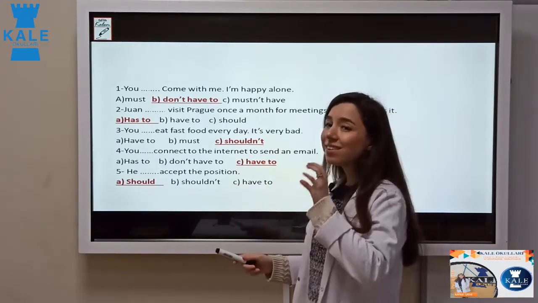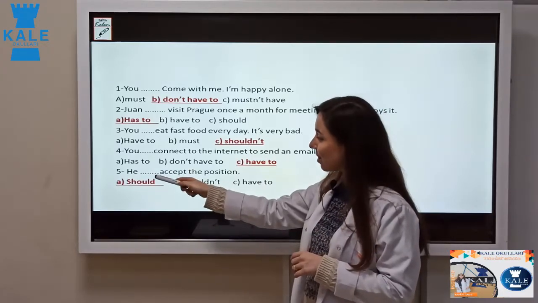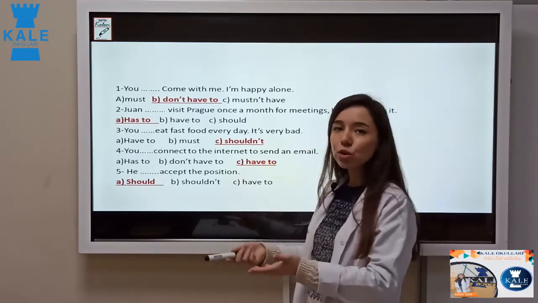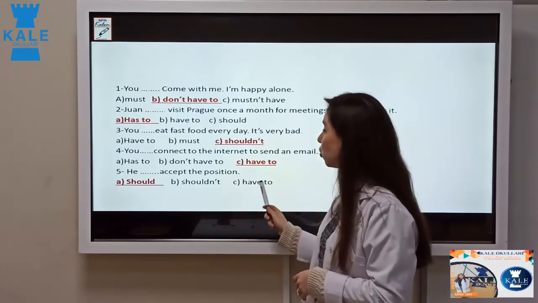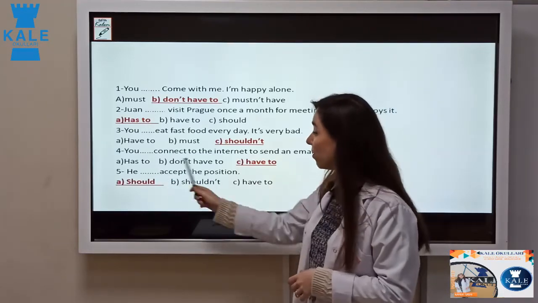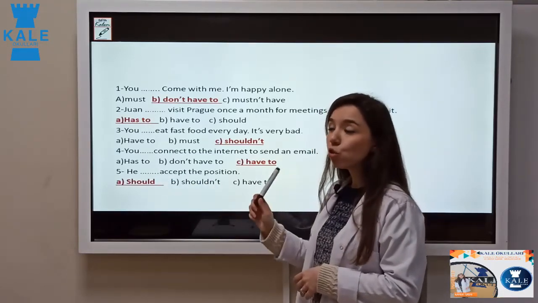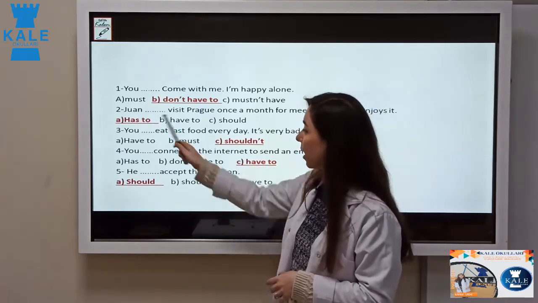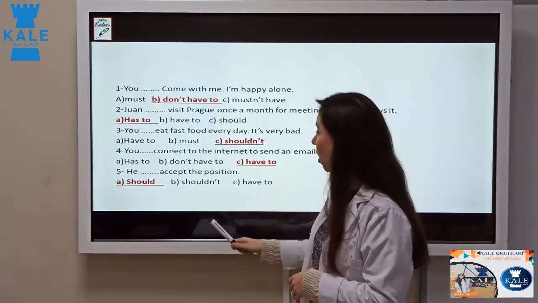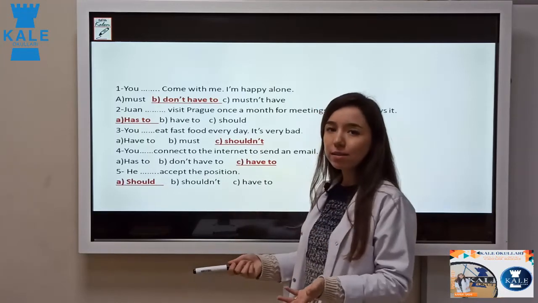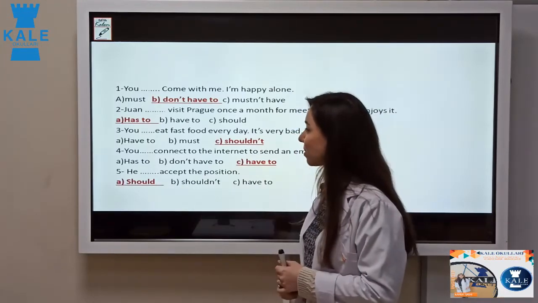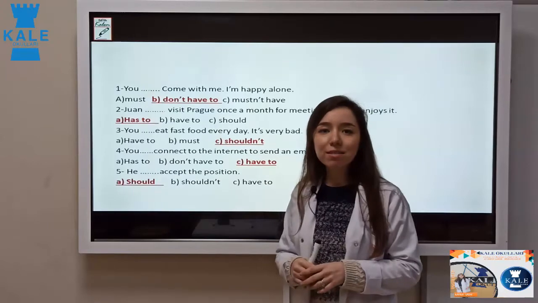Have to is a little strong. In this kind of sentences where I want to give advice, there is no need to use have to. And also for he, we cannot use have. Yes, for he, we should use has to, like here. Has to, not have to. So it's wrong. Shouldn't accept. Why shouldn't accept? It's a good job. He should accept it. So these are also our exercises.